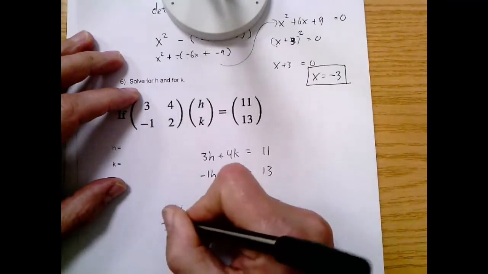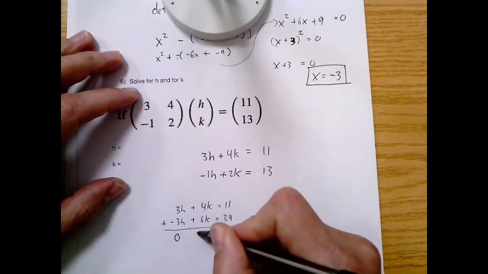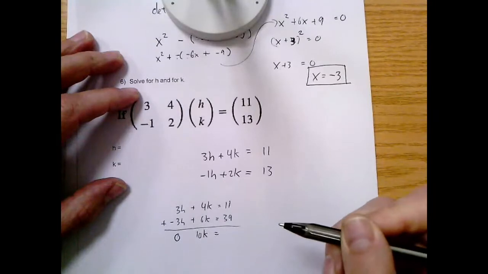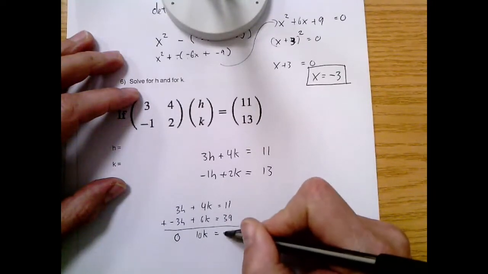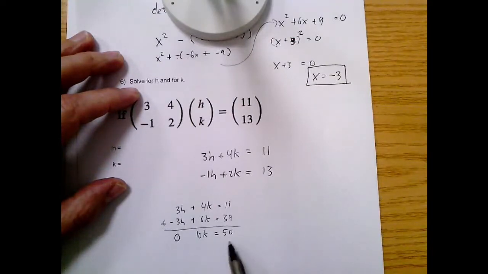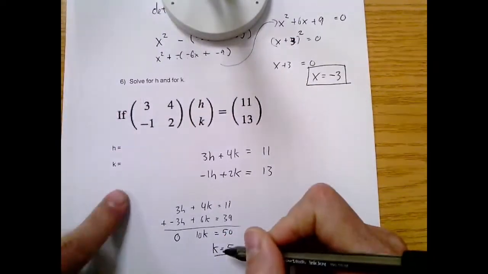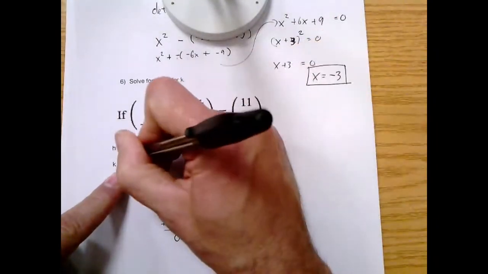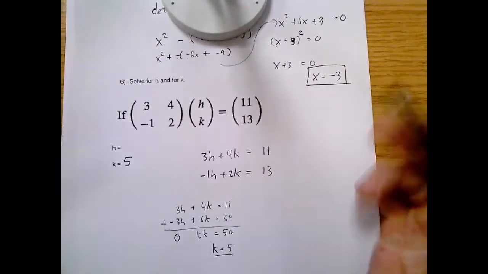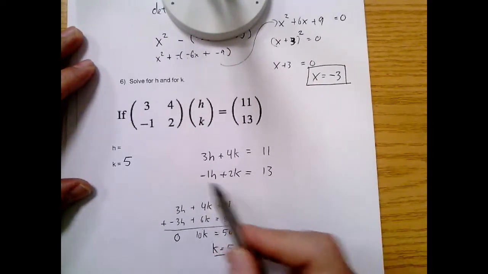So I'm just going to add these all together. These will zero out. I'm going to get 10k equals, what's that going to be? 50. Divide both sides by 10, and k equals 5. So we know right here, k is 5. Now we can substitute that into either one of these and solve. I'm going to do this one because it looks a little bit easier.